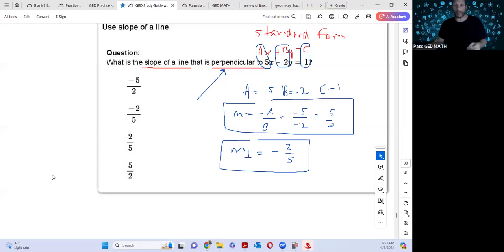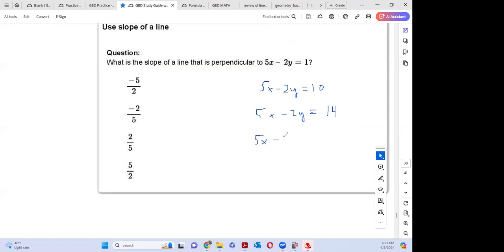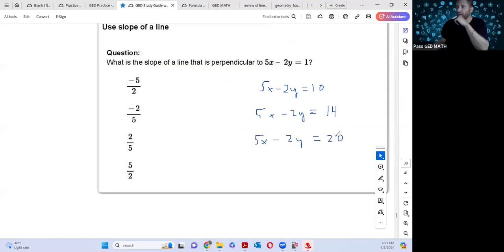So when you see a problem like this, it's much easier than you thought. Watch this, I'm going to show you something. 5x minus 2y equals 10. 5x minus 2y equals 14. 5x minus 2y equals 20. Are these the same equations?